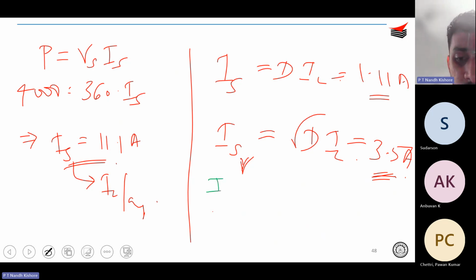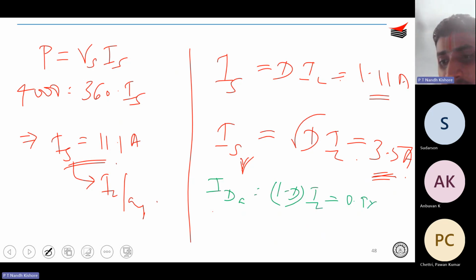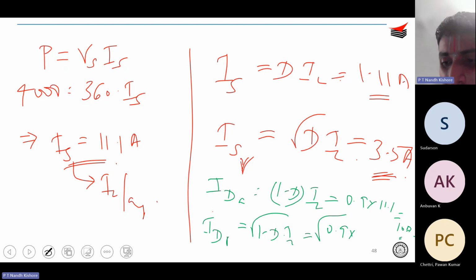So ID average is going to be 1 minus D times IL. That is 0.9 into 11.1. You can just compute, I think somewhere around 10 amperes you will get. And ID RMS is equal to root over 1 minus D times IL, root over 0.9 times 11.1. Just compute what that is. You will get the answer.